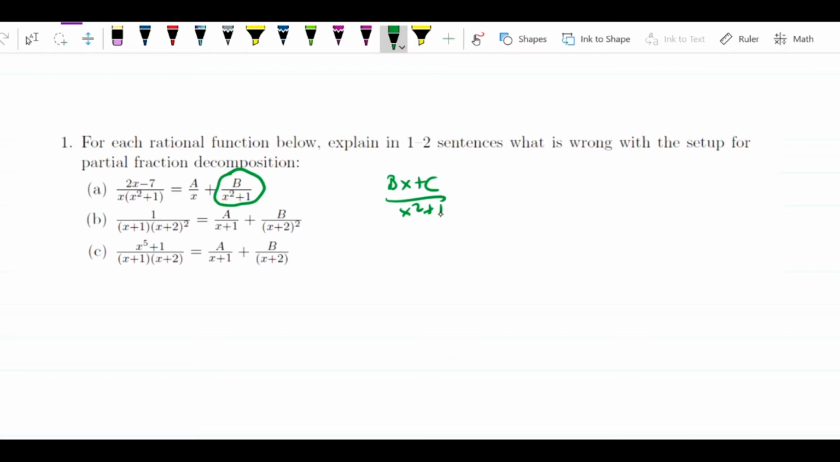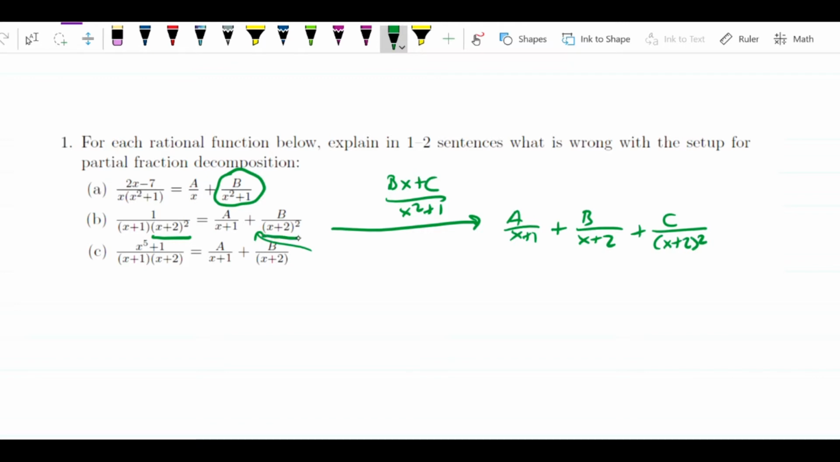Let's see, for part B. The issue is that we're missing another factor in here. Since we have a repeated linear factor, in other words, a linear factor that's multiplied by itself more than one time, we have to include an a over that factor term for all powers of the factor up to 2, because the highest power here is 2. So the correct decomposition for B would have been a over x plus 1 plus b over x plus 2 plus c over x plus 2 squared.